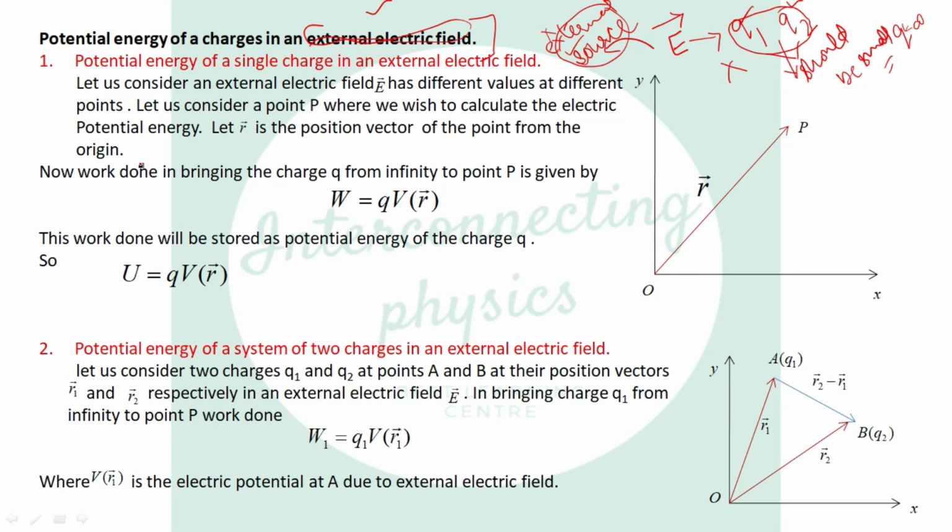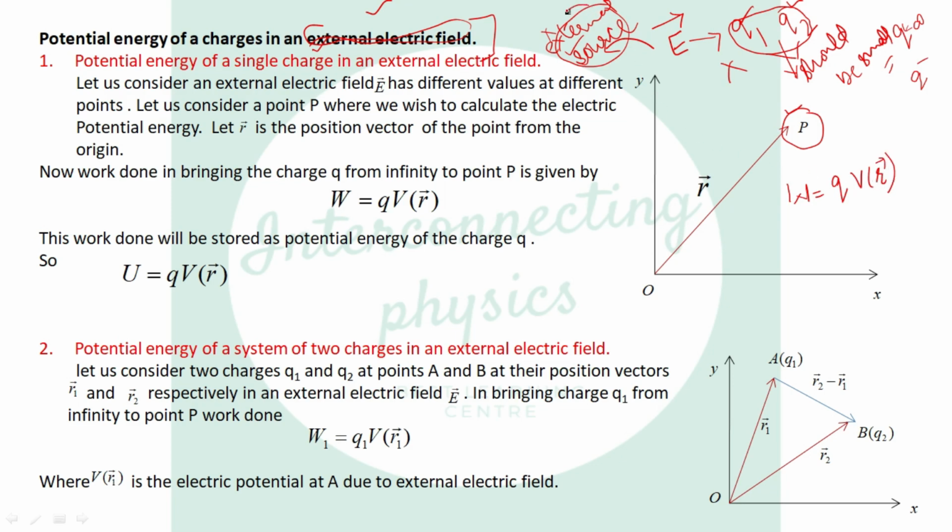So let us discuss potential energy of a single charge in an external electric field. So let us suppose we have a coordinate system and point P over here, and we have to bring some test charge Q from infinity to point P. Means we have to calculate the electric potential energy of charge Q at point P, and it will be the work done in bringing a charge Q in the potential of some source charge.